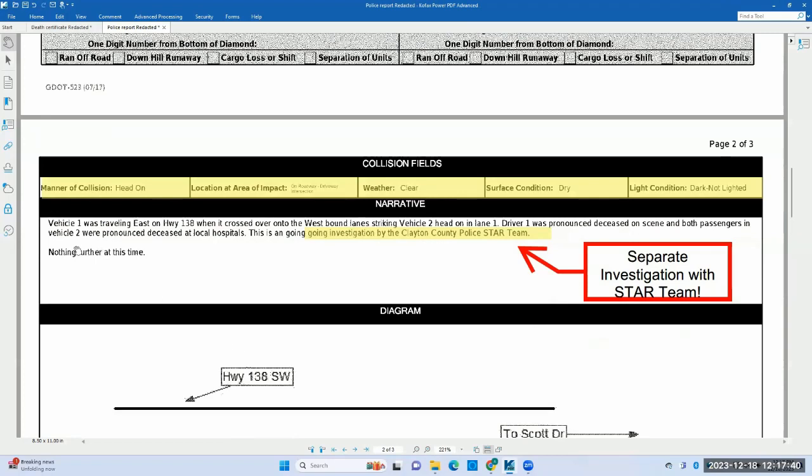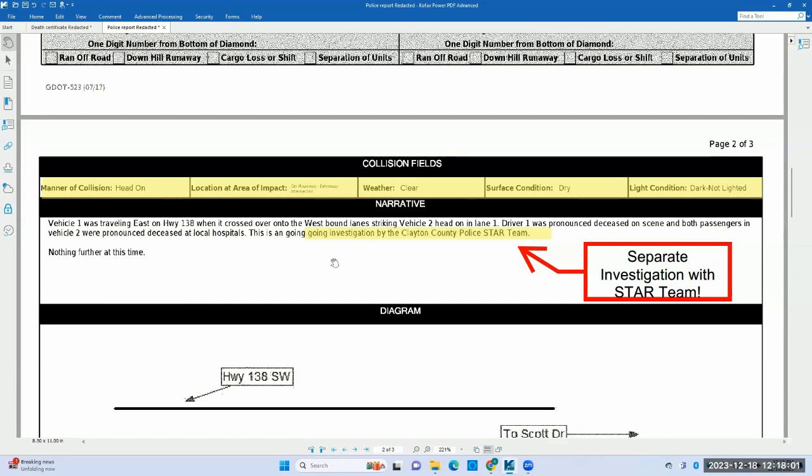Down here, we see that it was a head-on collision. The weather was clear. The surface of the roadway was dry. And it was dark out. There were no road lights on.